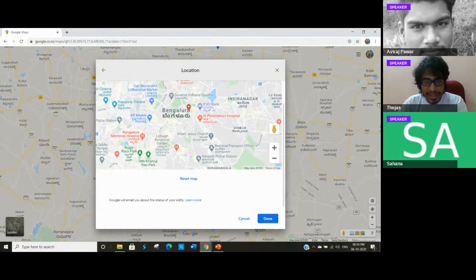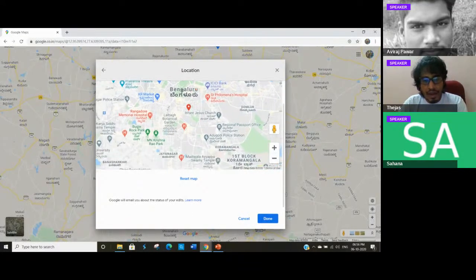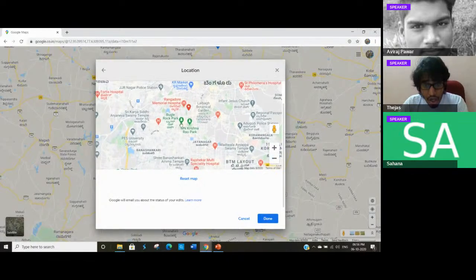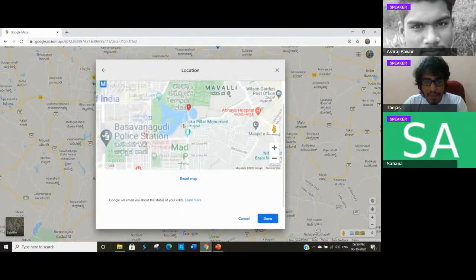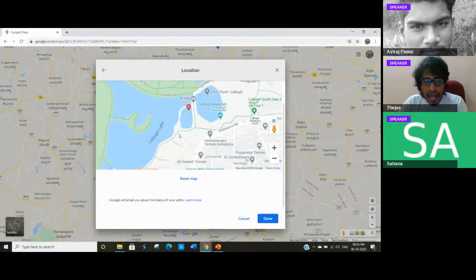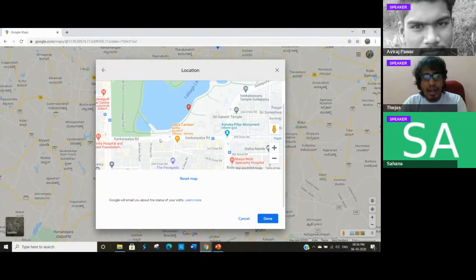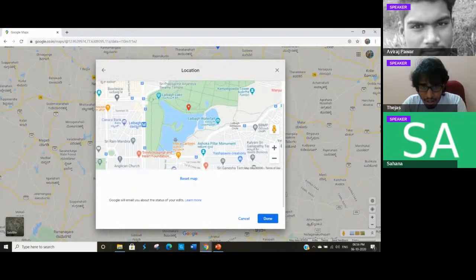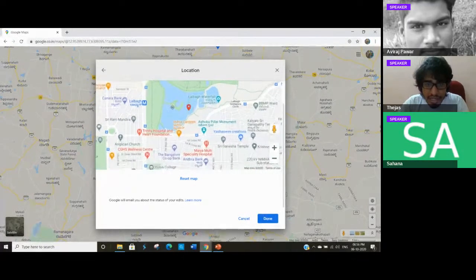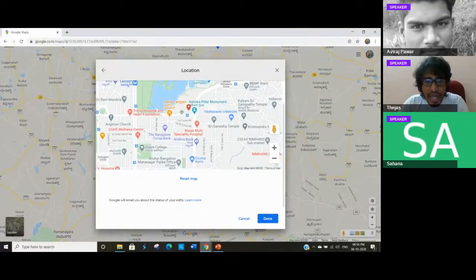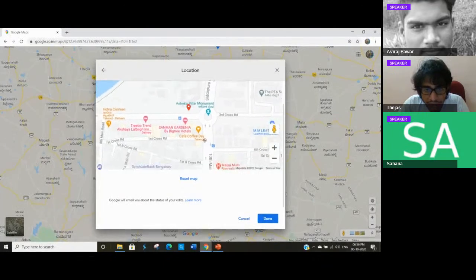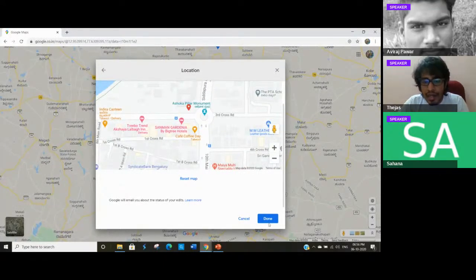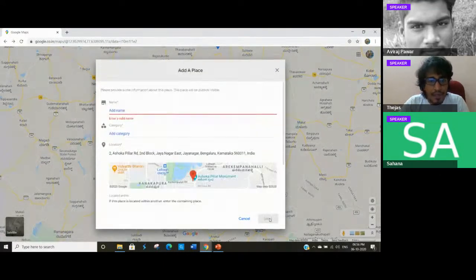Right now we are in the city of Bangalore, and I know of a particular shop near Lalbagh which is not there on Google Maps. So what I'll be doing is zooming in to this map and selecting the location where I have to update that name. So it's somewhere here. Once I'm done, I'll select done. Okay.